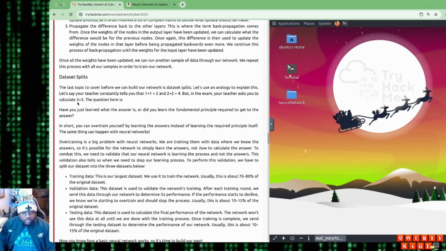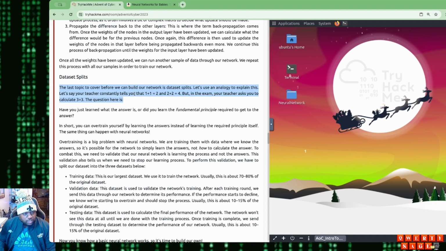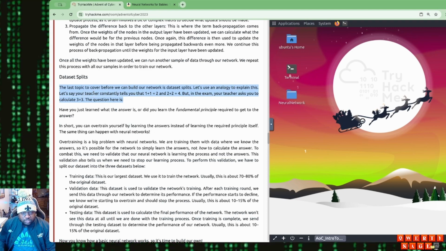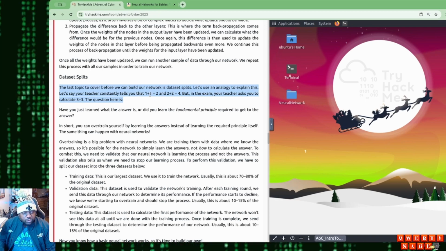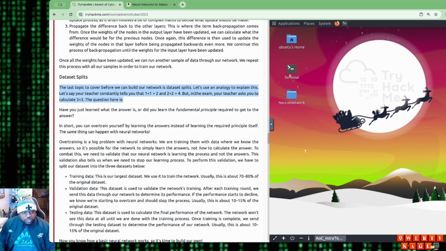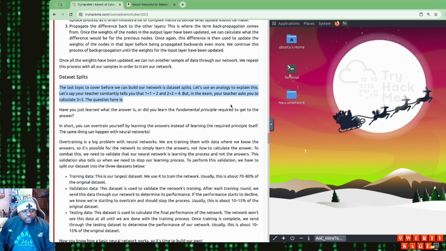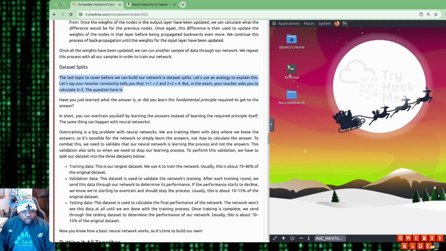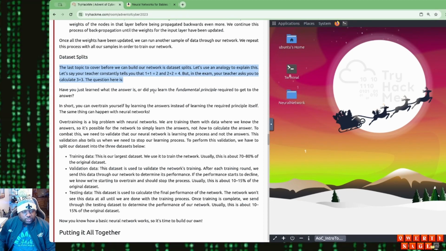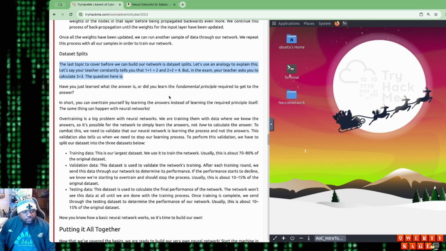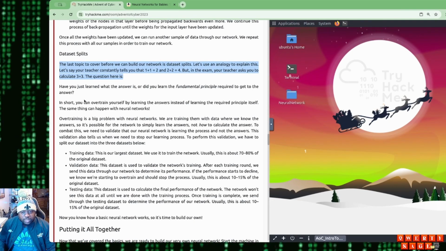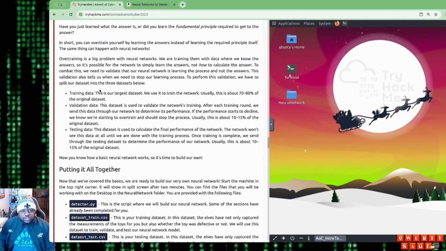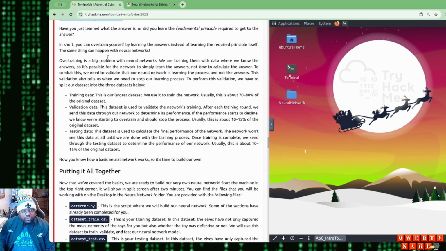All right. Data set splits. Let's use an analogy to explain this. Let's say your teacher constantly tells you 1 plus 1 equals 2 and 2 plus 2 equals 4. But in the exam, your teacher asks you to calculate 3 plus 3. Have you just learned what the answer is? Did you learn the fundamental principle required to get the answer? In short, you can obtain it yourself.